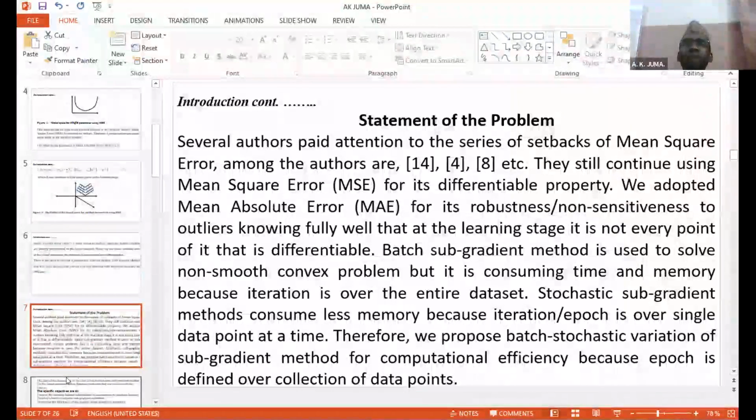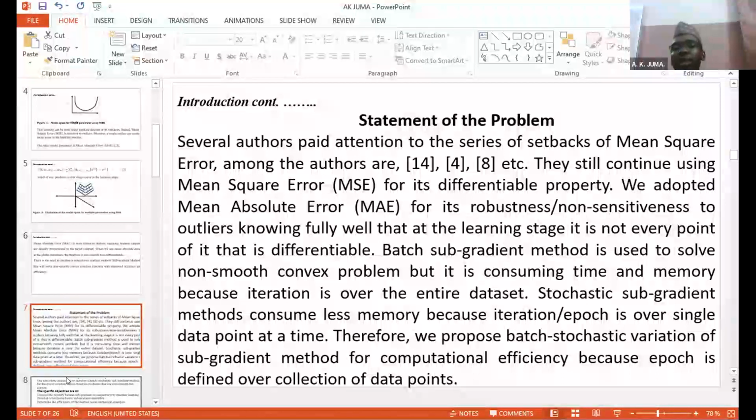The batch method considers the entire data set. If you have 1 million records, it will consider the entire record. It will load all those 1 million records in memory. Then it starts initializing: at which point will my fit line intersect the y-axis, and at which angle? Then it continues iterating until it reaches the optimal feasible region.